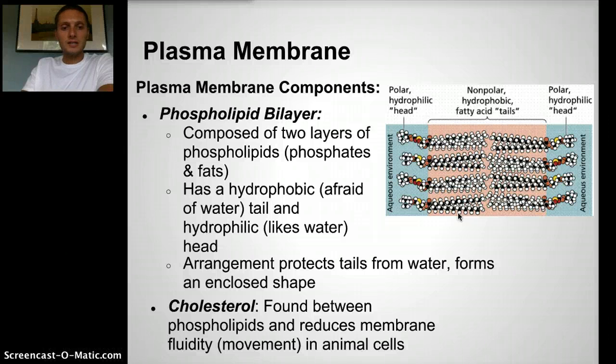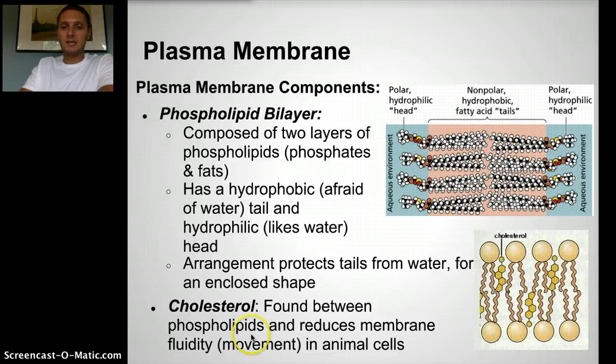Also, we will see cholesterol within the plasma membrane, and this is usually found in between phospholipids. Really what it does is it helps to reduce the membrane fluidity, or movement, in animal cells. It's found in animal cells, and sometimes it's important for the membrane to not be as fluid, not be able to move quite as much, and cholesterol helps to maintain that. So here's one phospholipid, here's another phospholipid, and these little portions right here are cholesterol, which forms in between the individual phospholipids and helps to add some structure and rigidity to the plasma membrane in animal cells.